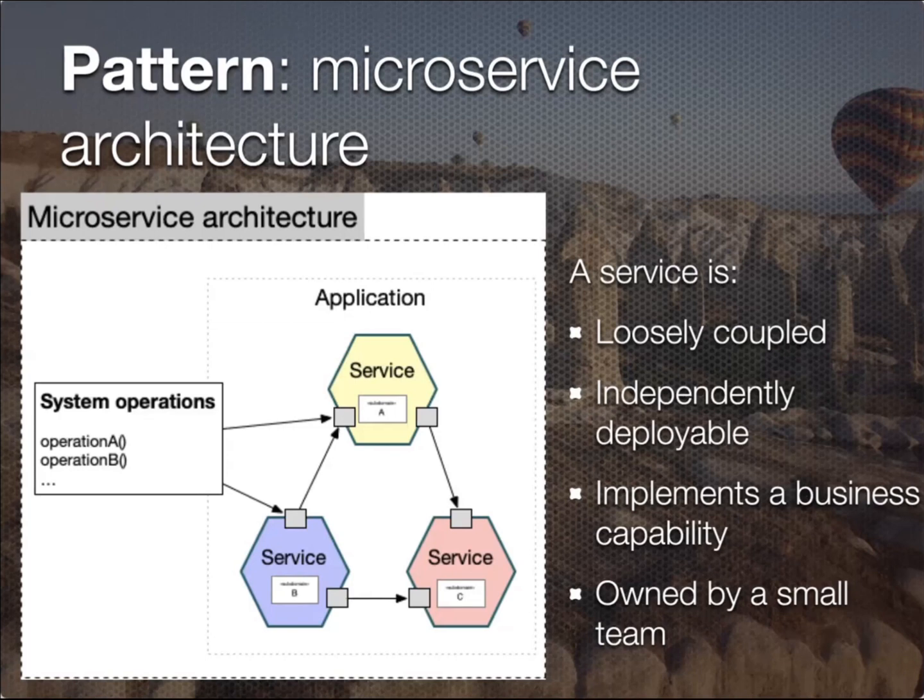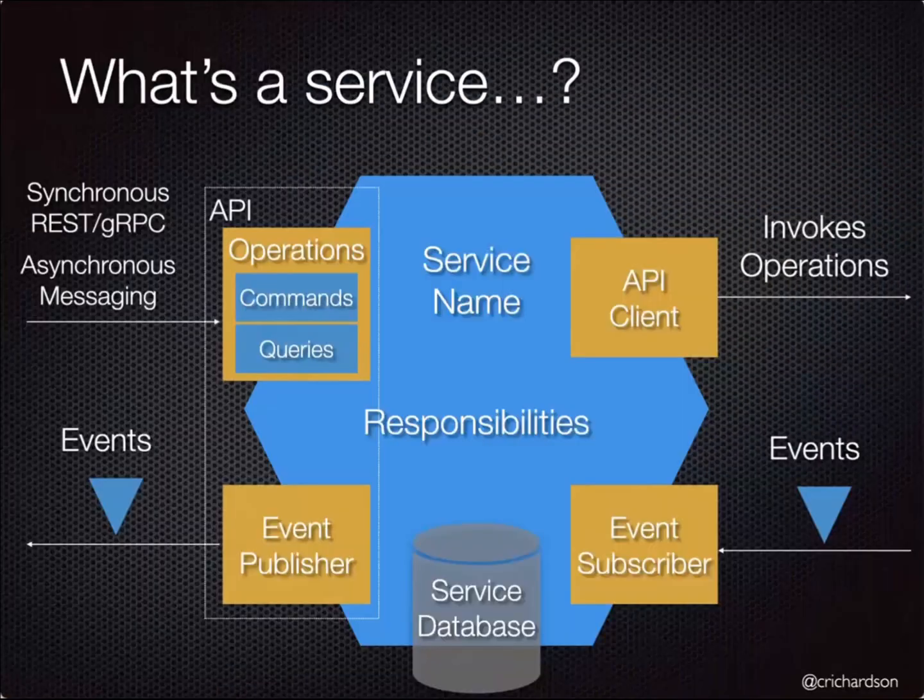I'm going to come back to the precise definition of loosely coupled as well. Services tend to be organized around business capabilities, which sounds like subdomains or bounded contexts from DDD. They're typically owned by a small team, and it's all to enable teams to work independently. If you look at an individual service, it has a name, a set of responsibilities, and an API of operations that can be invoked synchronously or asynchronously.